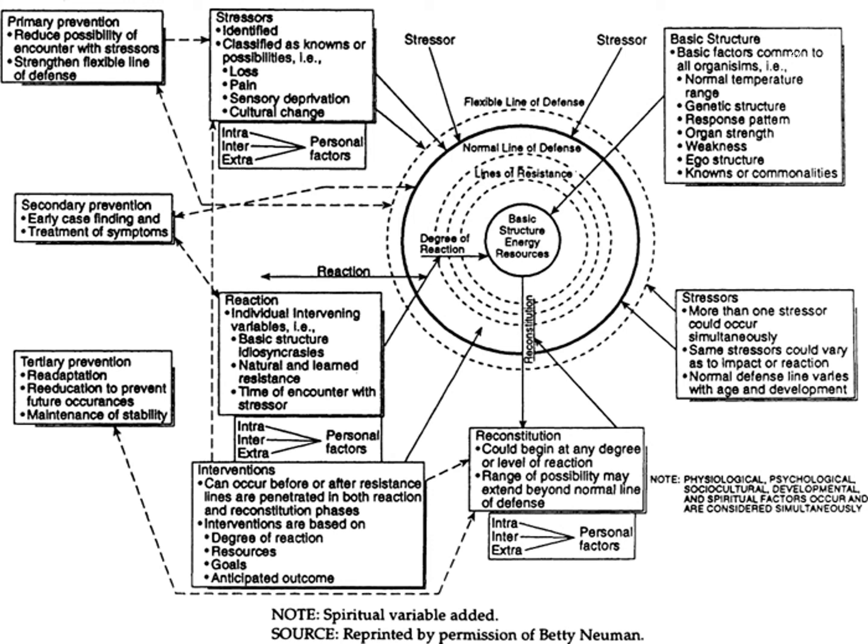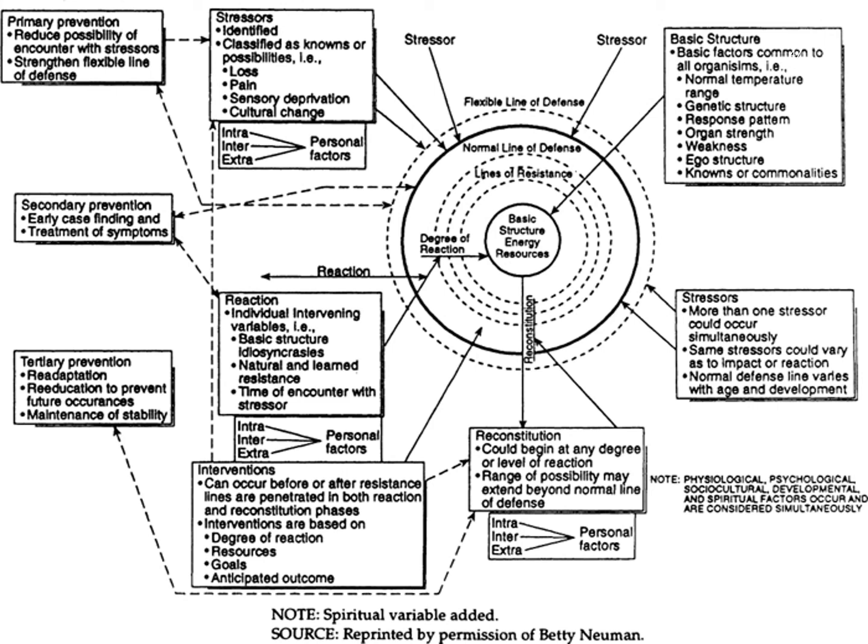So this is our basic structure, and here you can see the dotted lines, the lines of resistance, then on top of that the normal line of defense, and on top of that, the outer covering is the flexible line of defense. When the stressor comes, here you can see where the stressor is coming. The stressors are identified and classified as known possibilities, that is loss, pain, stress, sensory deprivation, or cultural change. So any kind of stressors.